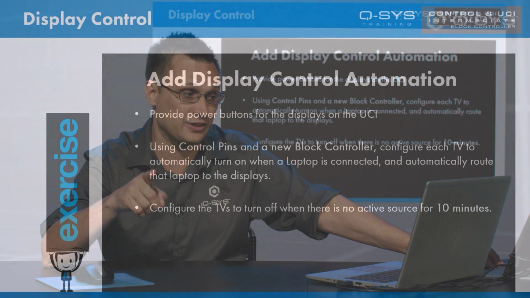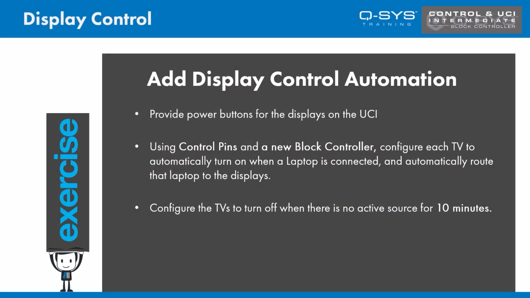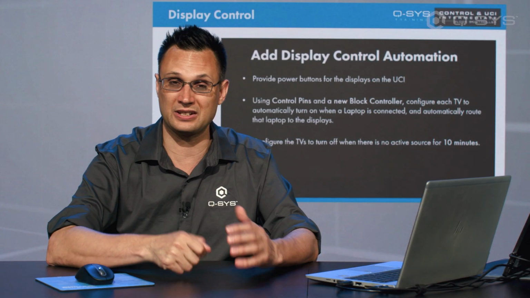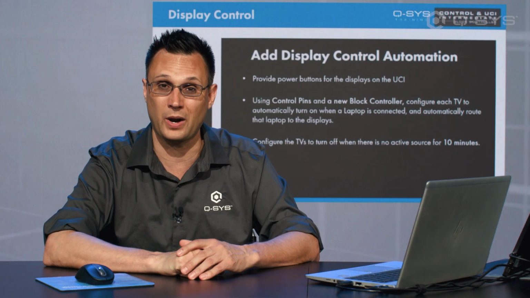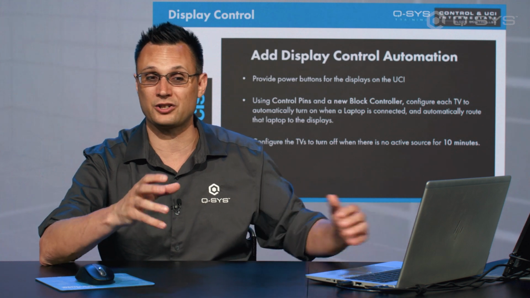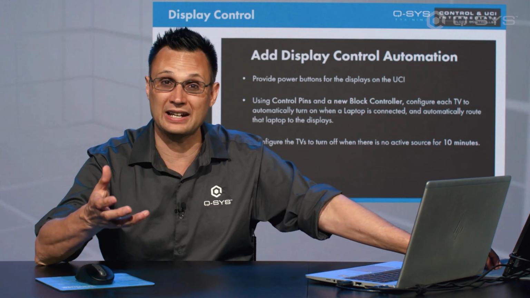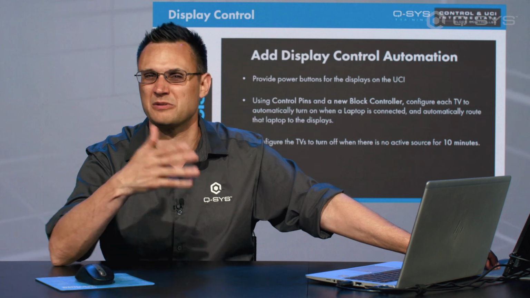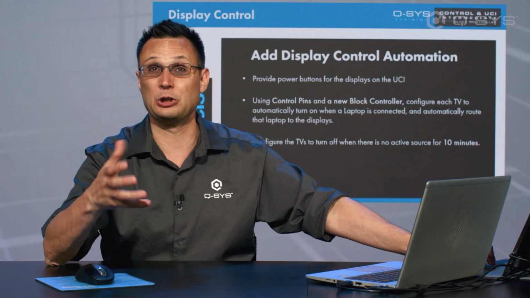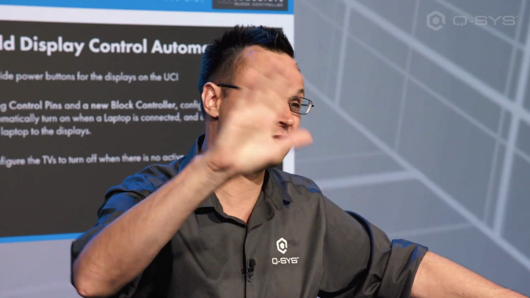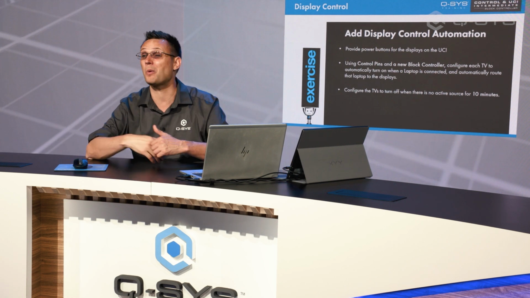We also want to configure the TVs to turn off when there's been no active source for 10 minutes. So you know that if they disconnect their HDMI cable and they walk away, most displays will eventually go to some sort of idle or sleep state after 10 minutes or so. You can usually customize that. And when they do, it kind of goes to like a half visible logo of the brand of the TV or something like that. If that's the case, we want to turn our displays off.